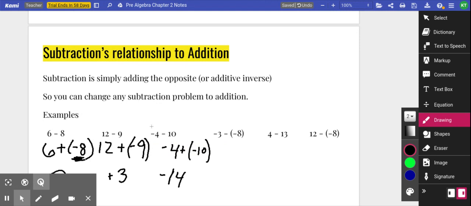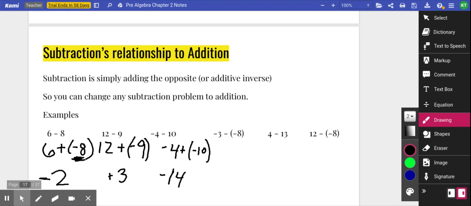All right, let's check these. First, 12 minus 9, I changed to 12 plus -9. That's really unnecessary. We should be able to do 12 minus 9 and get 3. It will be positive because the 12, the positive value, is bigger than the negative value. -4 minus 10 changes to -4 plus -10. They're the same sign, so I add those values together. They're both negative, so I leave it at -14.